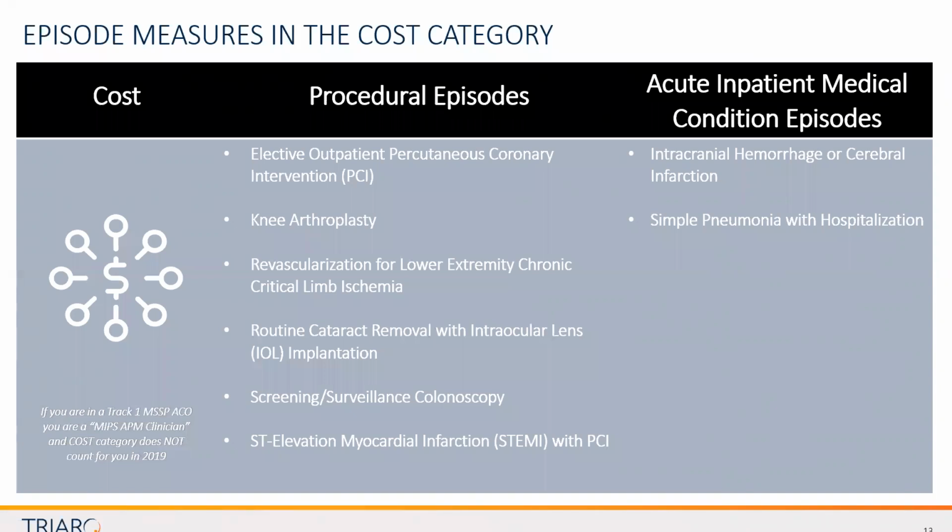There's going to be a triggering CPT that's going to show up in a claim, and it's going to be, woohoo, this doctor did this procedure. We're going to look at how he compares cost-wise to other folks, and we'll decide what kind of points we're going to give him. There are 2 acute inpatient medical condition episodes: intracranial hemorrhage or cerebral infarction, and simple pneumonia with hospitalization. Okay, so that's the story with the episode measures.